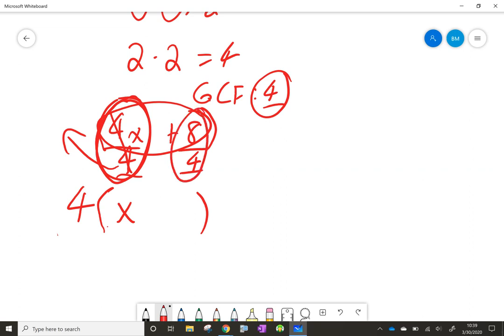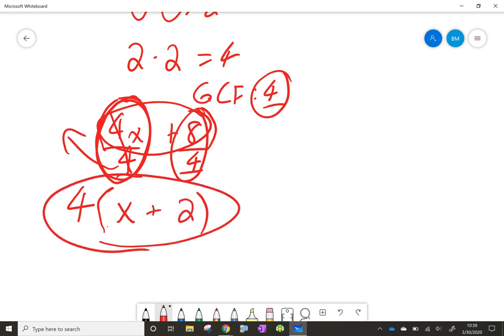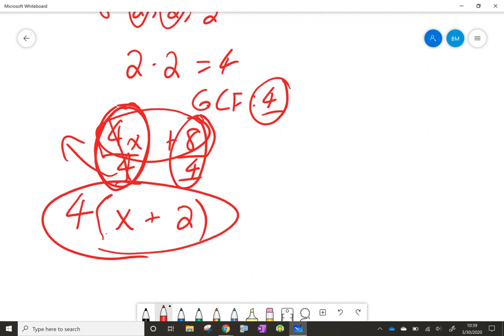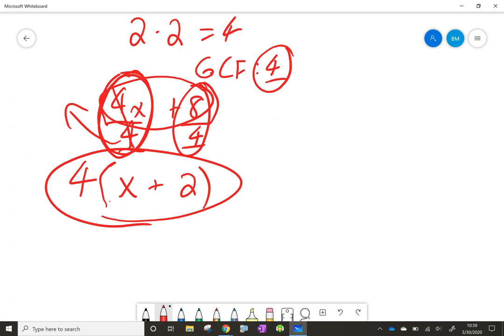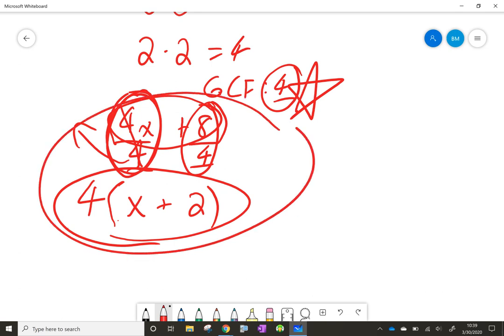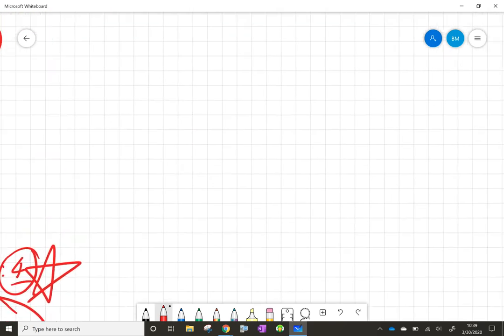And the second part, 8 divided by 4, becomes 2. So that would become a 2. And you can see we've ended up back where we started at 4 parentheses x plus 2. So this is how factoring by greatest common factor works. The most important part is to figure out what the GCF is, but the actual factoring part is here, where you divide that GCF out of the two terms.